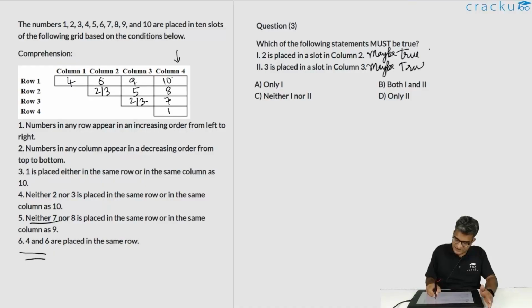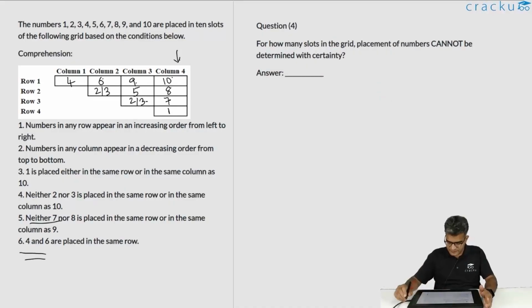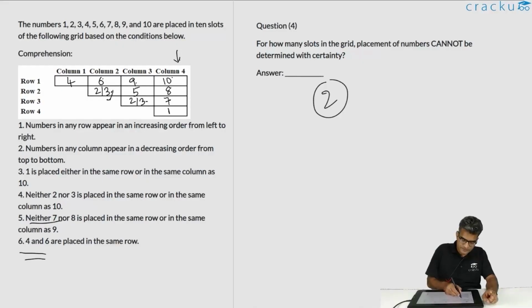Again, we can't say that for sure. So the correct answer is neither 1 nor 2. For how many slots in the grid can the placement of the numbers not be determined with certainty? There are only 2 numbers. The placement of 2 and 3 we can't determine with certainty. For the remaining 8 numbers, we know exactly where they are placed.